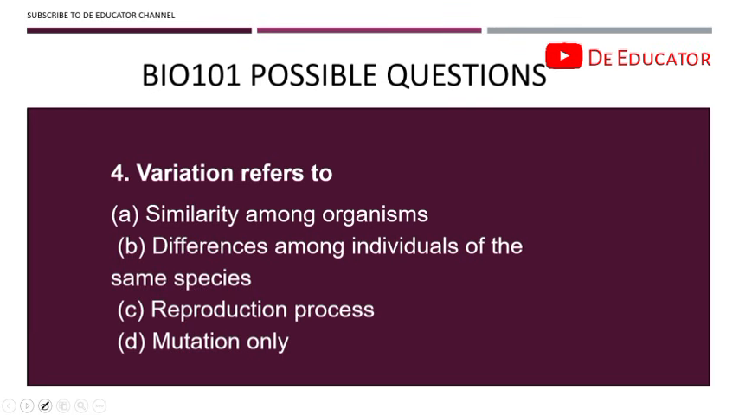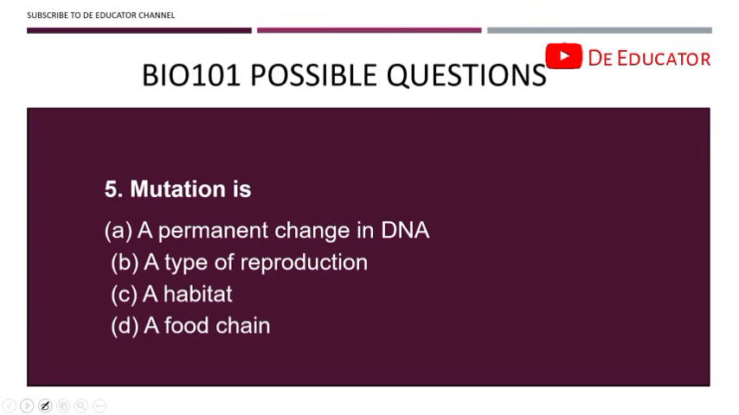Question 4. Variation refers to differences among individuals of the same species. This question is very straightforward, but then again, this question can be rephrased. They can tell you differences among individuals of different species, individuals of same species. Please take note, variation is individuals of the same species, not different species. Question 5. Mutation. You already know what mutation is. Mutation is a permanent change in DNA. So when the DNA changes, the DNA has mutated and it is permanent. It cannot reverse back.